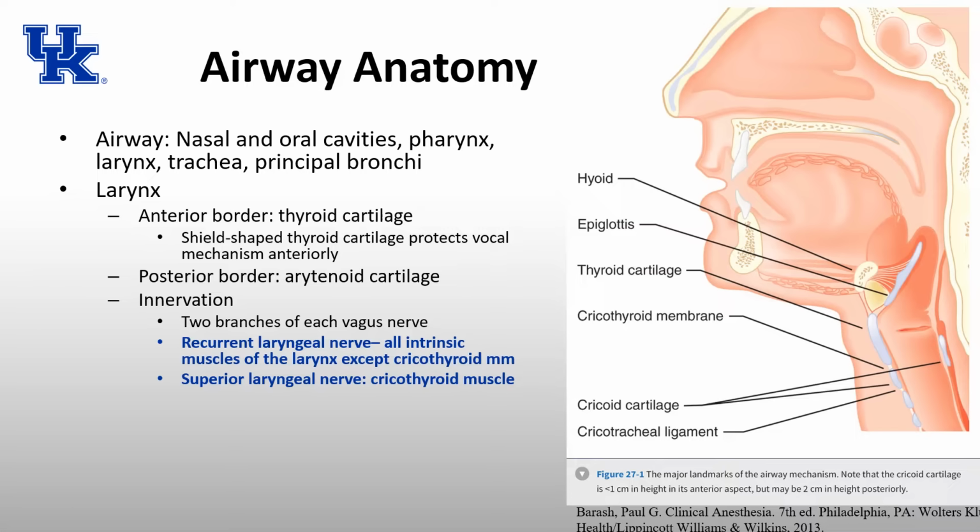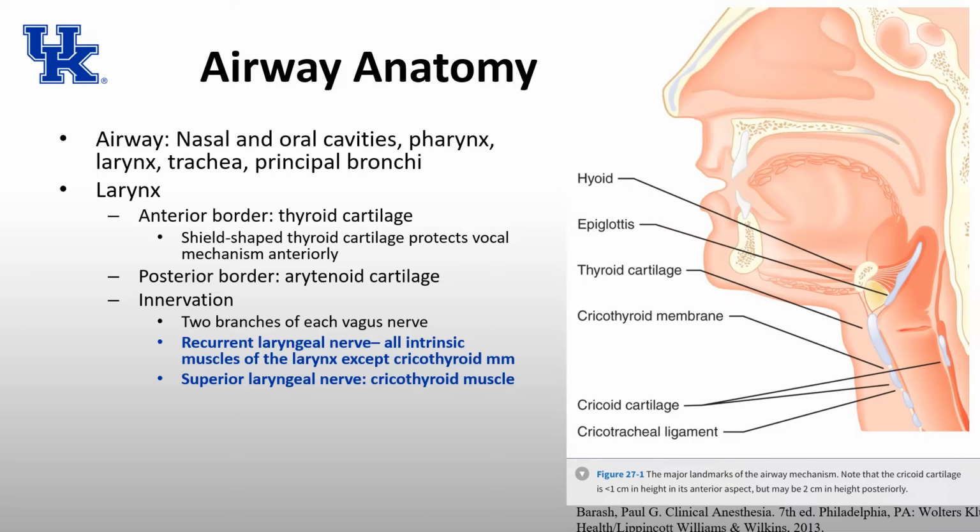The larynx is bordered anteriorly by the thyroid cartilage. The thyroid cartilage is a shield-shaped cartilage that protects the vocal cords anteriorly. Then the posterior border of the larynx is the arytenoid cartilage. So the larynx is located between the thyroid cartilage anteriorly and the arytenoid cartilage posteriorly.